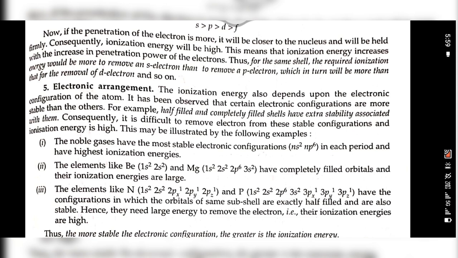The ionization energy also depends upon the electronic configuration of the atom. It has been observed that certain electronic configurations are more stable than the others. For example, half-filled and completely filled shells have extra stability.